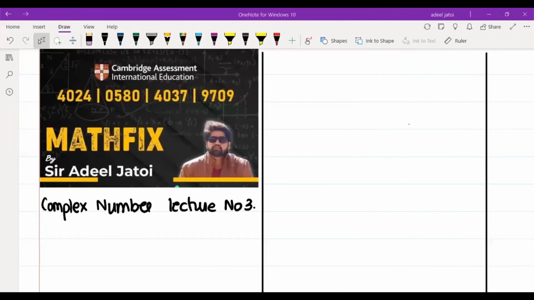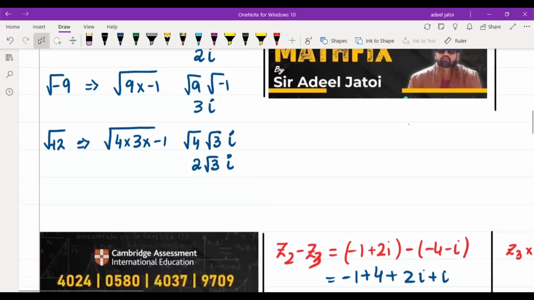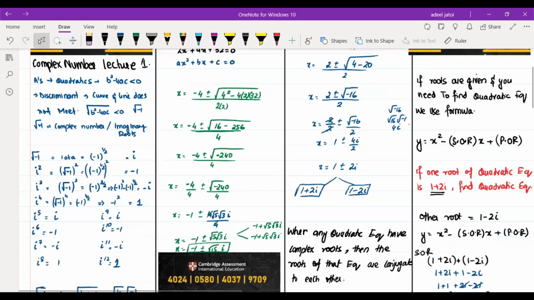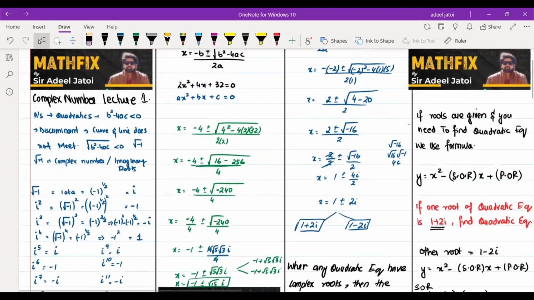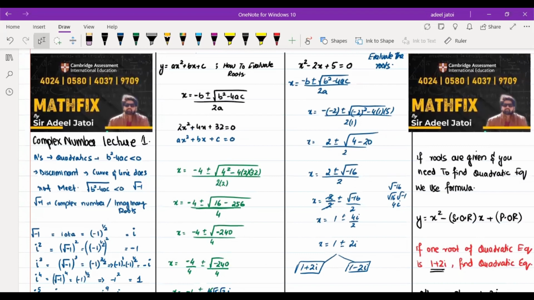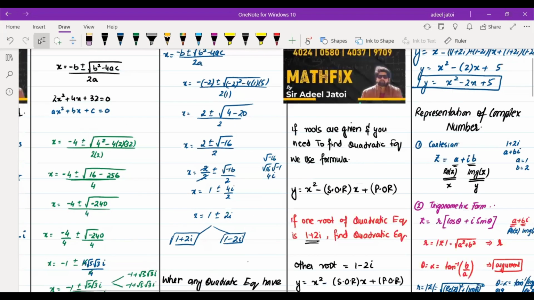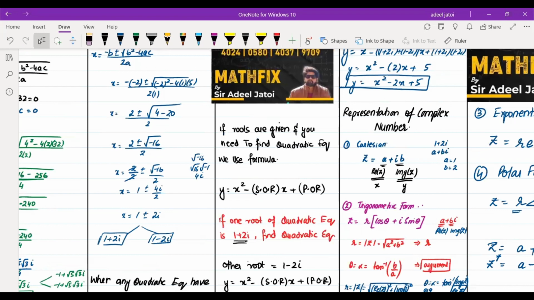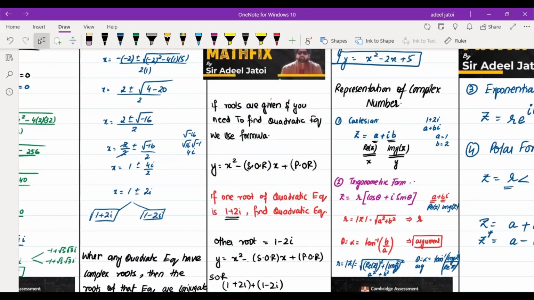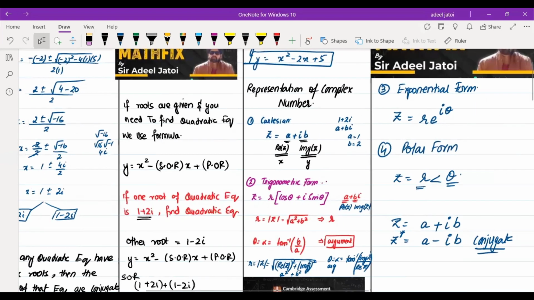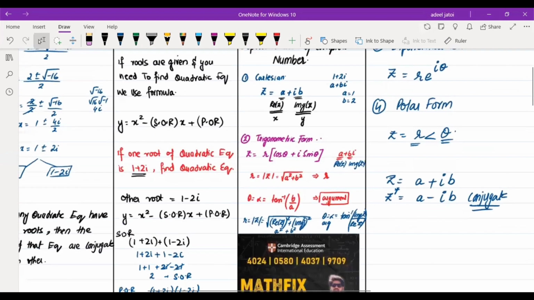Okay, ji. So complex number, lecture number 3. In the first lecture, we went through the very basics of complex numbers, introducing iota. Then we found the roots through the quadratic formula. And then we understood the formula of sum of roots and product of roots, through which we found the equation from the roots itself. Then we completed the representation of data.